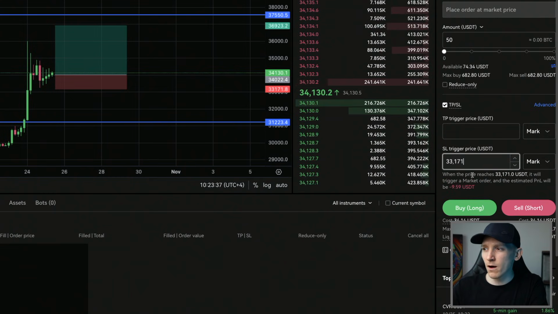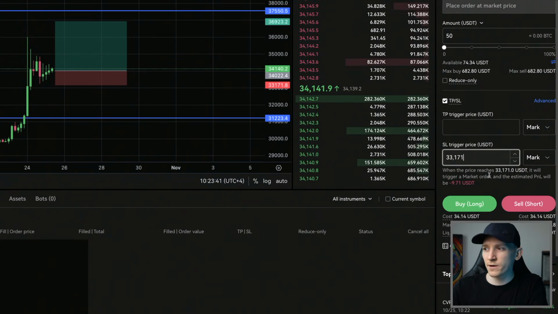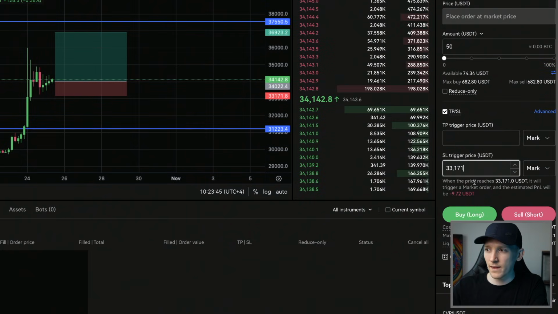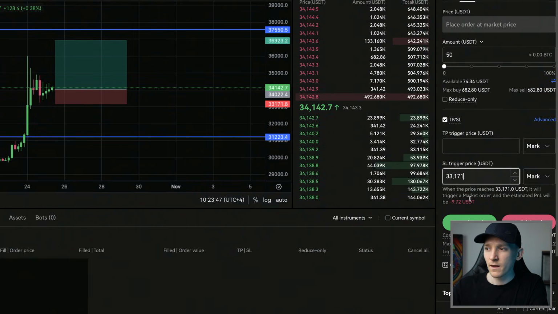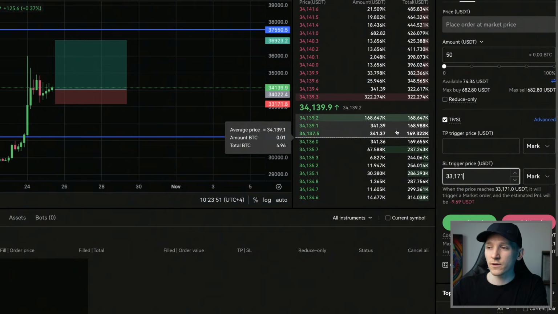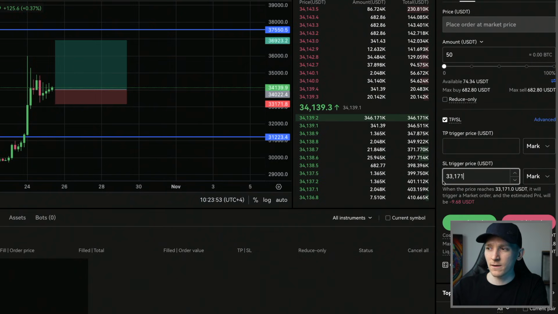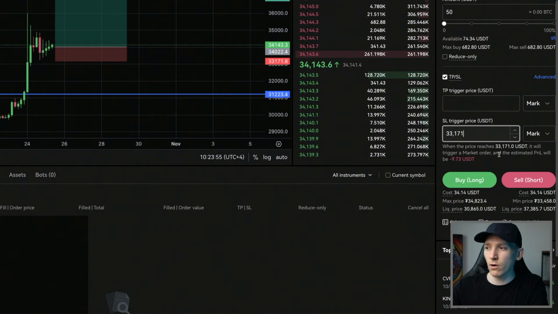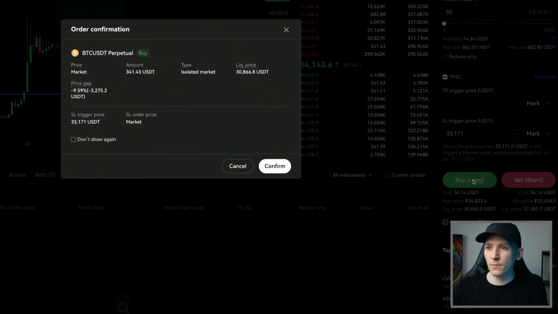You can see when the mark price reaches 33,171, it will trigger a market order and the estimated P&L will be minus $10, right? So that would be the stop loss on this. You can enter the take profit target here as well if you want. You don't have to, you can enter that later. So what we'll do is just buy long like this to open up the order.